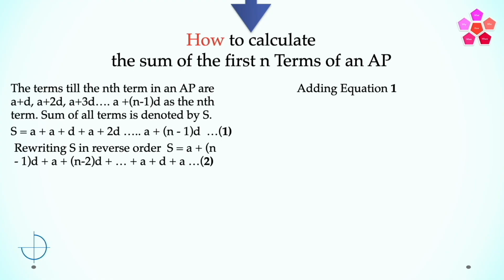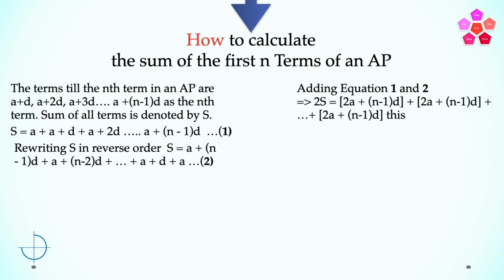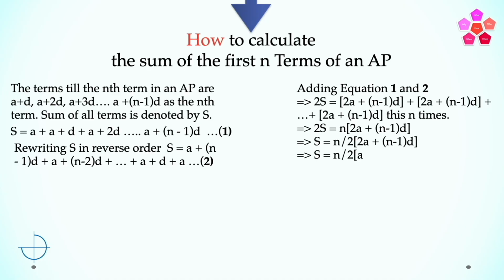Adding equations 1 and 2, we get 2S is equal to (2a plus (n minus 1)d) plus (2a plus (n minus 1)d) and so on, n times, which implies that 2S is equal to n multiplied by (2a plus (n minus 1)d). S is equal to n by 2 into (2a plus (n minus 1)d). So S finally is equal to n by 2 multiplied by (a plus a_n), where a_n is the last term.